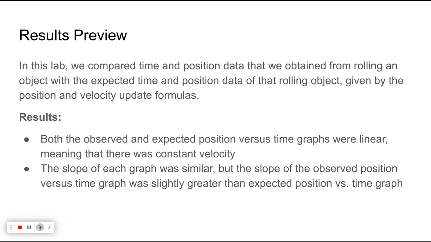In this lab, we compared time and position data that we obtained by rolling an object with the expected time and position data of that rolling object that we found using a model given by the position and velocity update formulas. For my results, both the observed and expected position versus time graphs were linear, meaning that there was constant velocity in both, and the slope of each graph was similar, but the slope of the observed position graph was slightly greater than the expected position versus time graph.